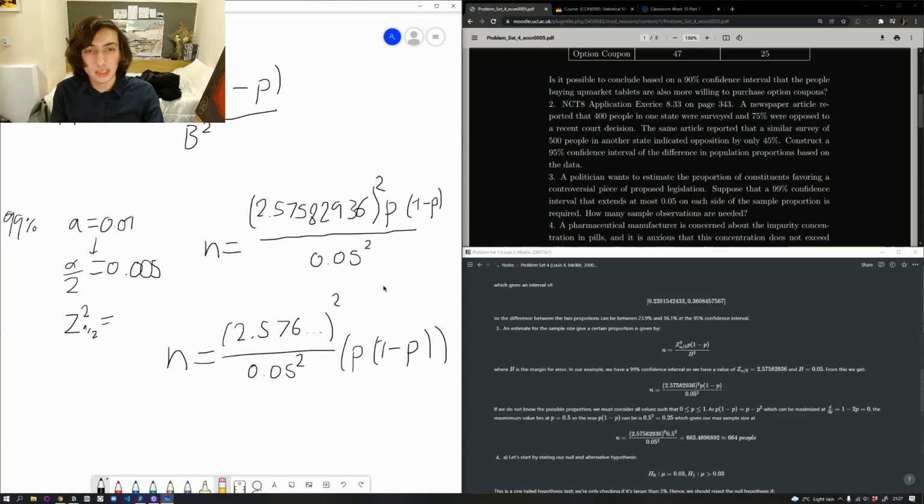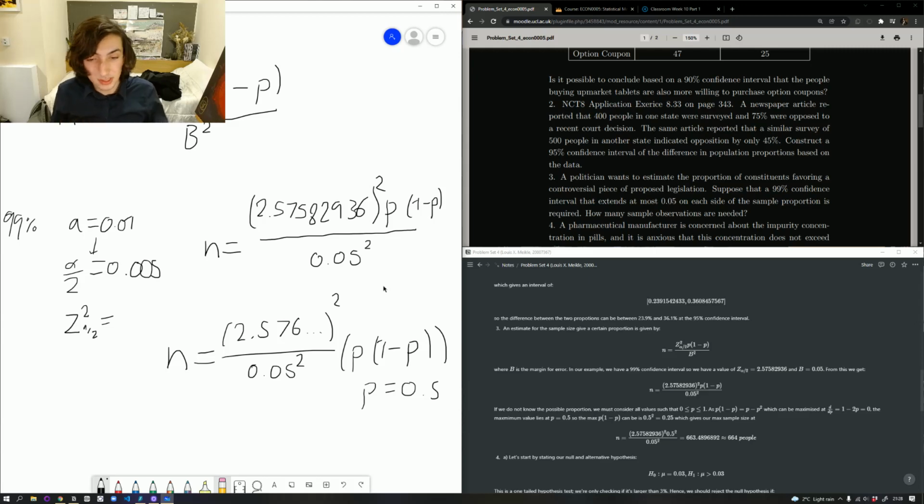So what is the maximum? Because remember, we're asking for how many sample observations are needed to be the max here. What's the max this can be? If you think about it, it follows sort of a quadratic. You have p being 0 here, and p being 1 here. Intuitively, you can say, when is this going to be biggest? It's when p equals 0.5.